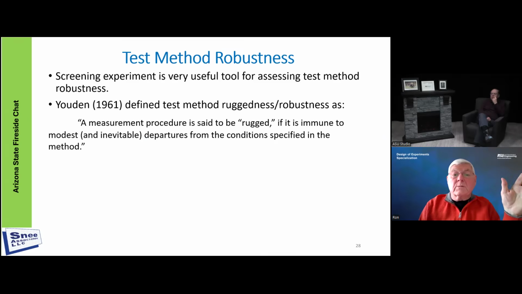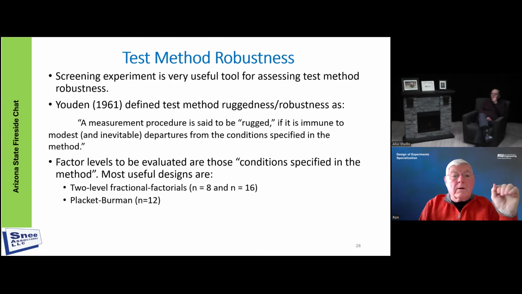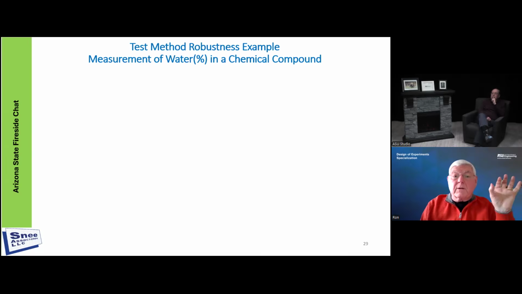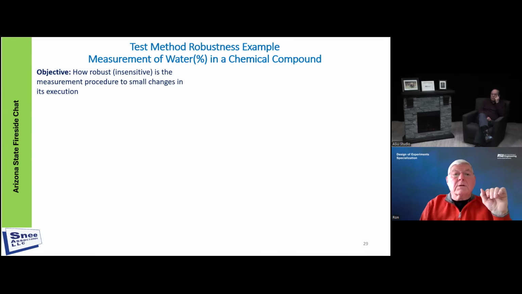He says a measurement procedure is said to be rugged if it's immune to modest and inevitable departures from conditions specified in the method. Factors can be evaluated using two-level factorial designs or fractional factorial designs. And two-level designs work well because the goal is to assess small effects, small variations in how the test method is being used. Here's an example.